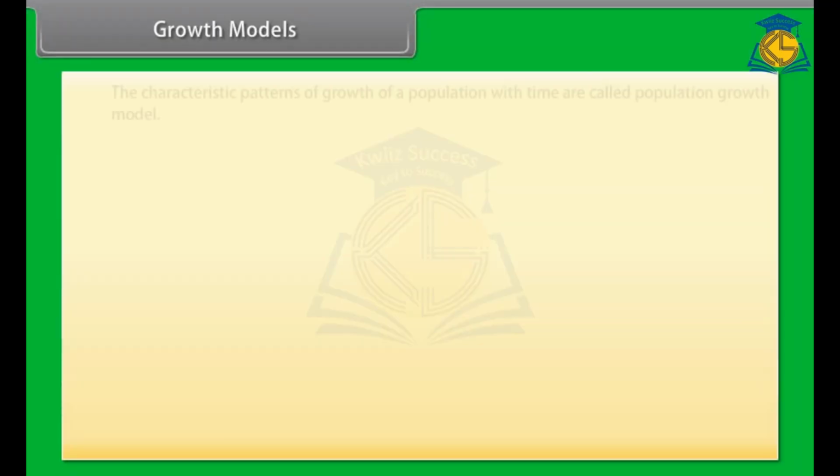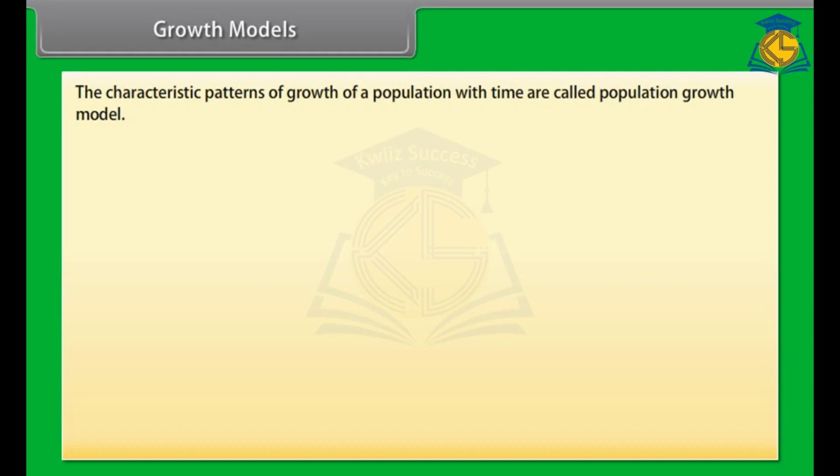Growth models. The characteristic patterns of growth of a population with time are called population growth models. There are two models: exponential model and logistic model.